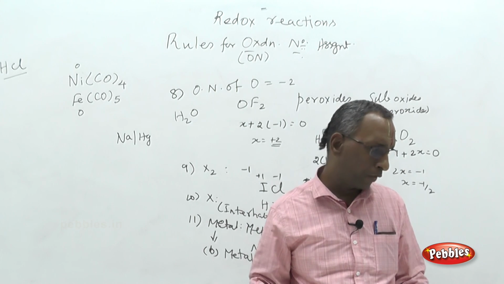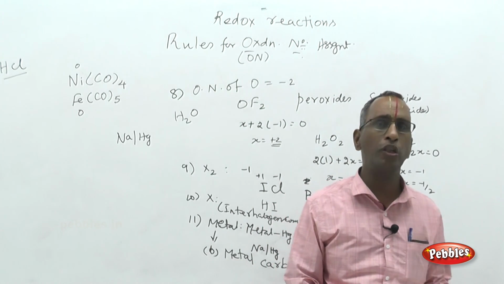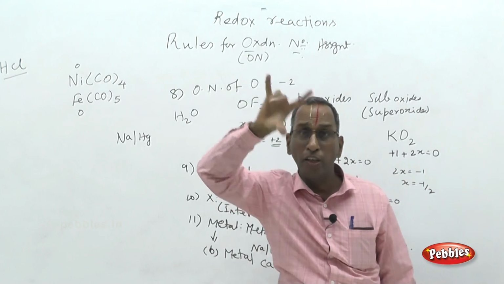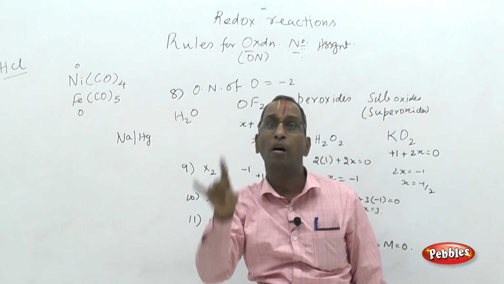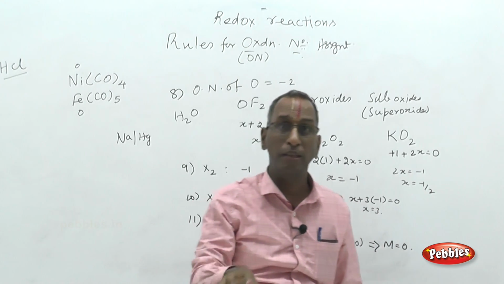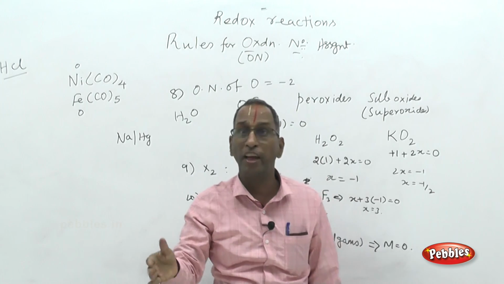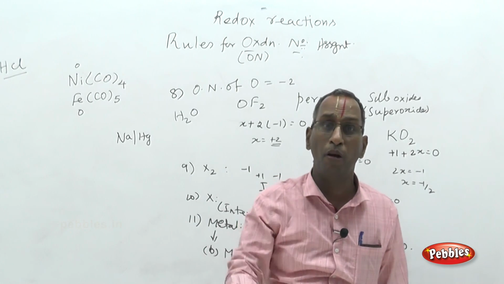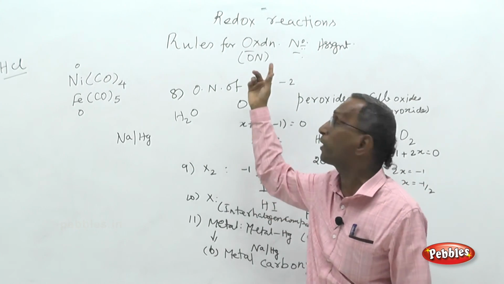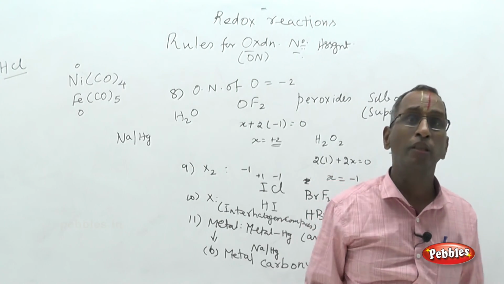So the significance of oxidation number in redox reactions we will see. The title is redox reaction. Redox reaction is centered around oxidation number calculations. That is why separate time is devoted to the identification or calculation of the oxidation number of elements in different compounds. Last, we will see some more types of redox reactions.